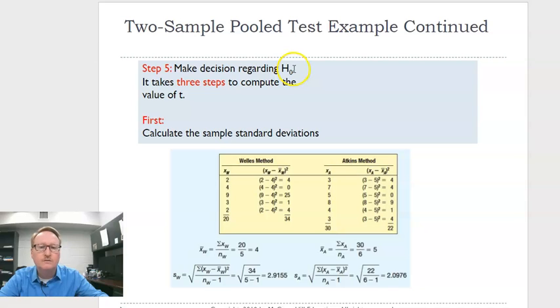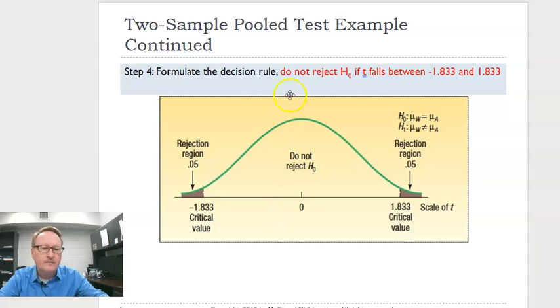Make the decision regarding the null hypothesis. What is the decision? The decision is if my statistical value, the t value, falls within the rejection region, I reject the null. If it falls in the do not reject region, I do not reject the null. Okay, that's the decision. And then of course the step number 6 is interpret that. Okay, so we're going to do that.